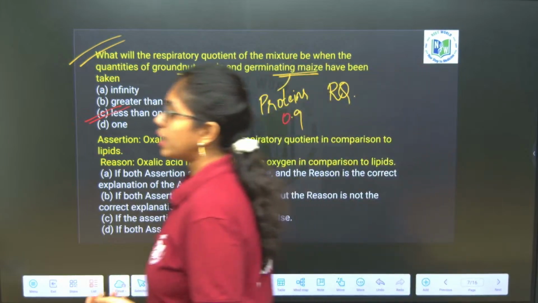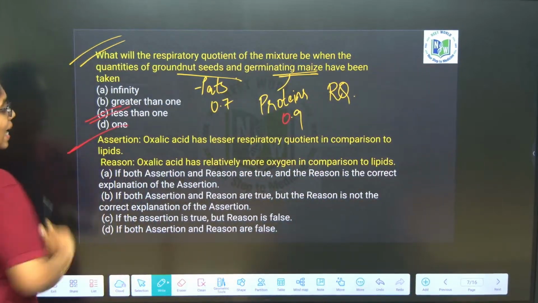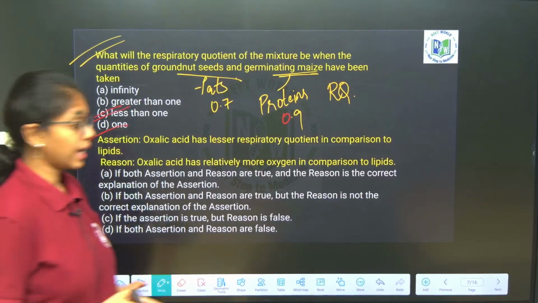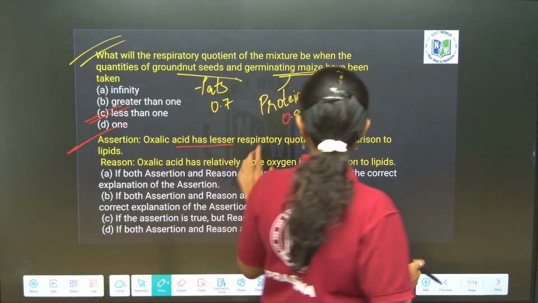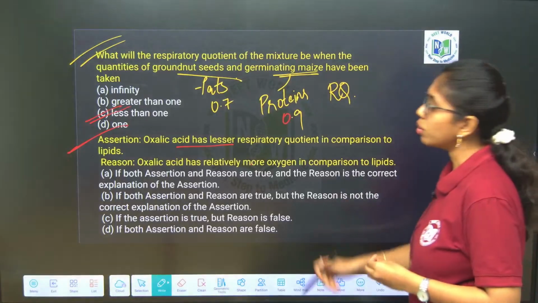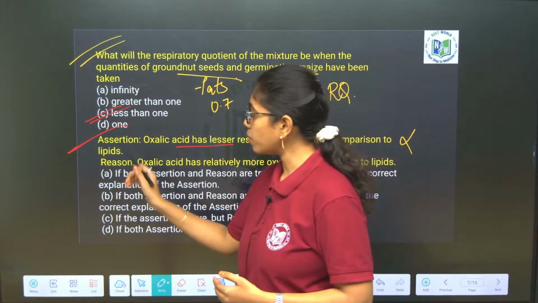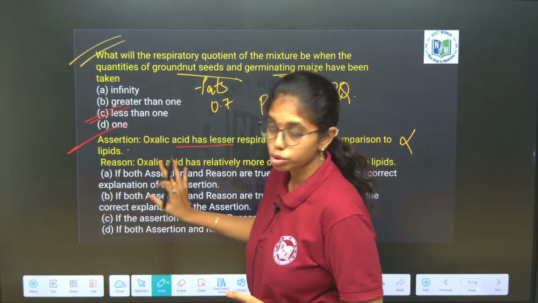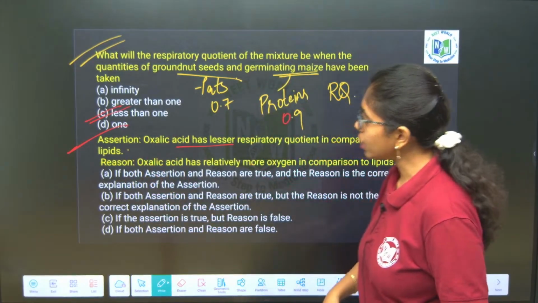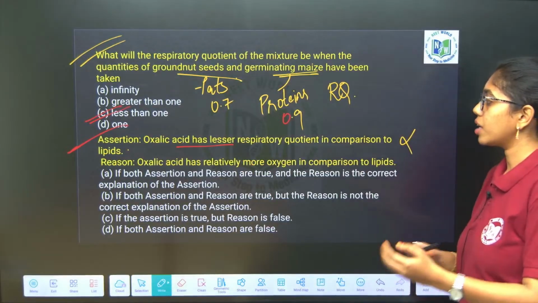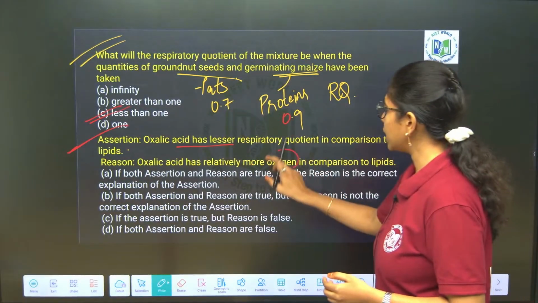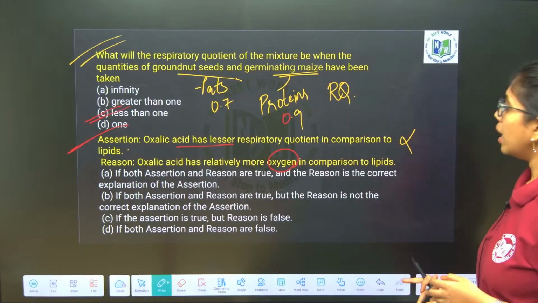Done, right ma? Next question you look into, an assertion and reason type of question again. Oxalic acid has less RQ in comparison to lipids. Wrong. Oxalic acid will have a value of more than 1 compared to lipids, right? So the assertion goes wrong over here. Reason, if you see, oxalic acid has relatively more oxygen in comparison to lipids.